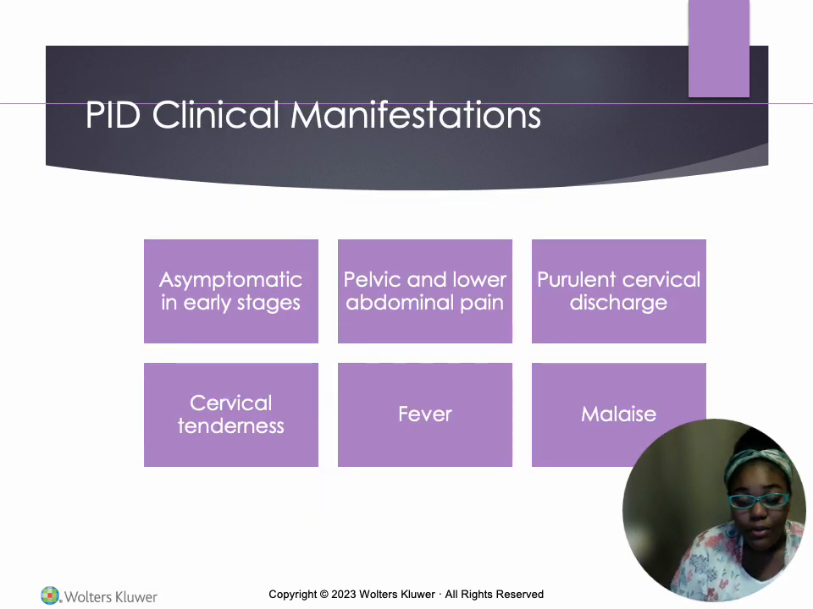And here are our clinical manifestations. Of course, you have fever and malaise. That's your generalized weakness. Purulent cervical discharge, exudate. You have pelvic and lower abdominal pain, cervical tenderness, and sometimes you are asymptomatic in the early stages.